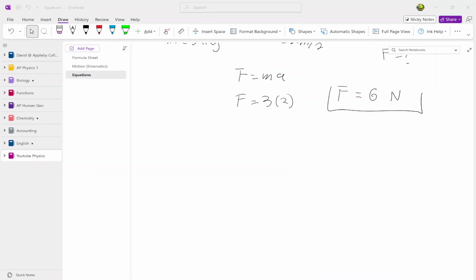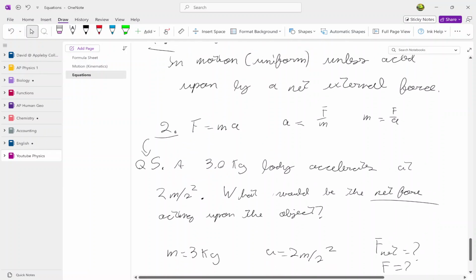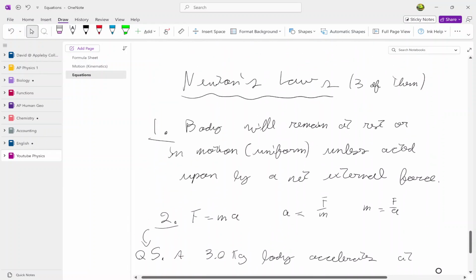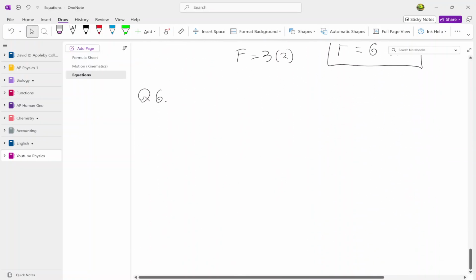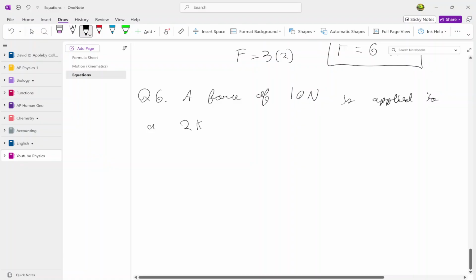Okay, let's do another one. Question 6. I'm putting a Q next to it so you don't get confused with the actual numbers of Newton's laws of motion. This is still in relation to F equals ma. So let's say a force of 10 newtons, the N is capital, is applied to a 2 kg box.